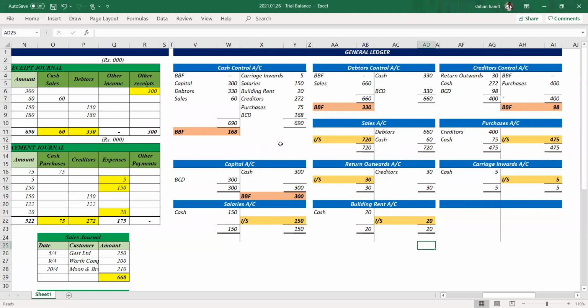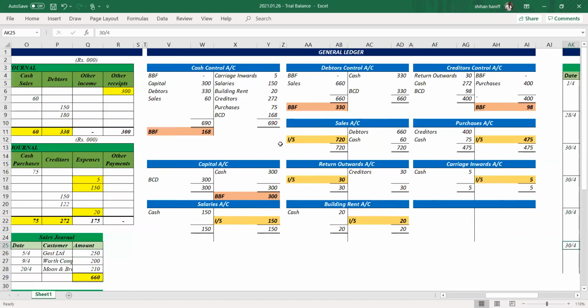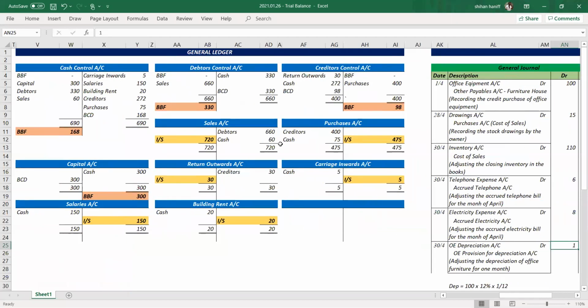Any question? This is the method. Even a very complex method, this is the basic. It's a small question, but it covers everything. Now, from the general journal, I'll take the transactions.